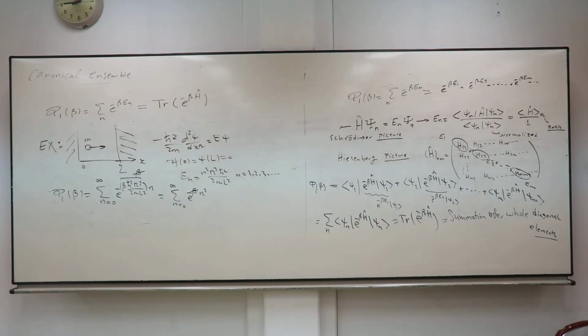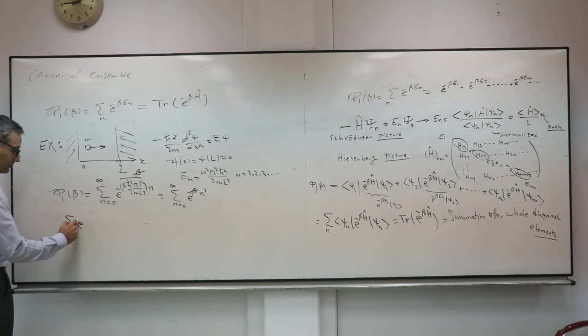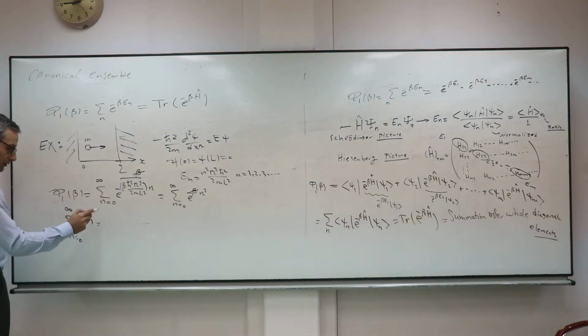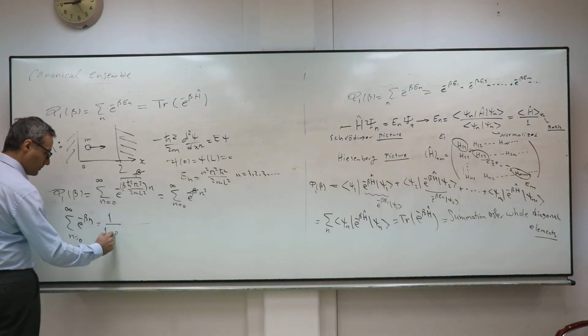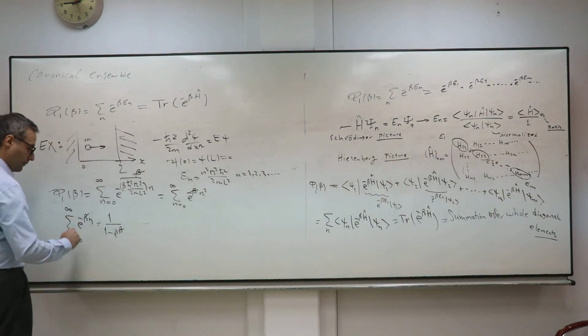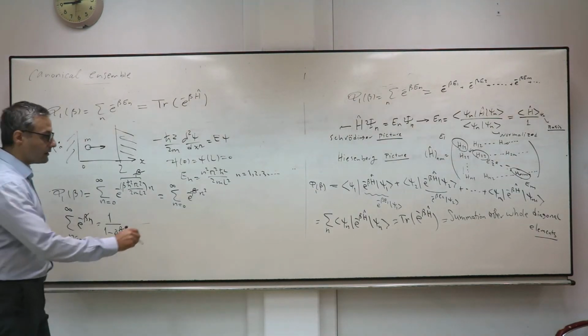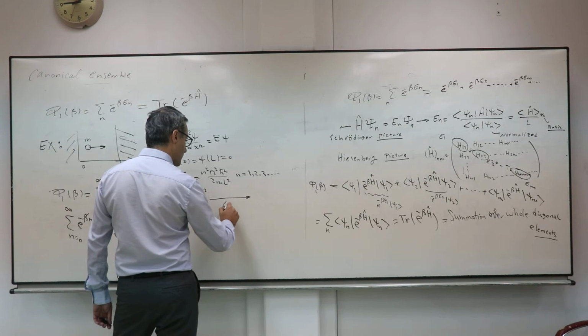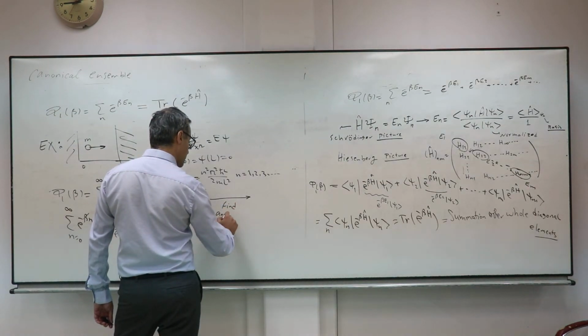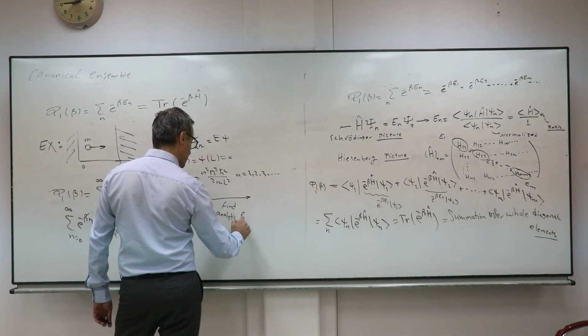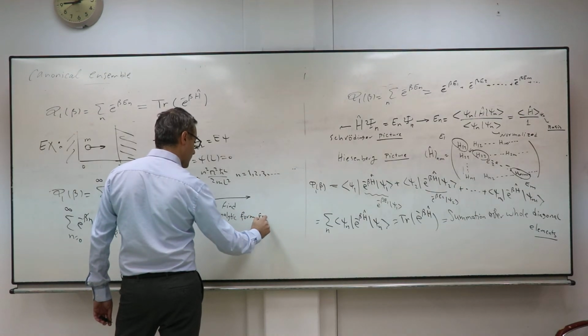So there is no simple way to find that. If it was e to the minus beta n, I calculated it, you know how that was, 1 over 1 minus e to the minus beta. But for n squared, no. So I will ask you to go and find an analytic form for this series.